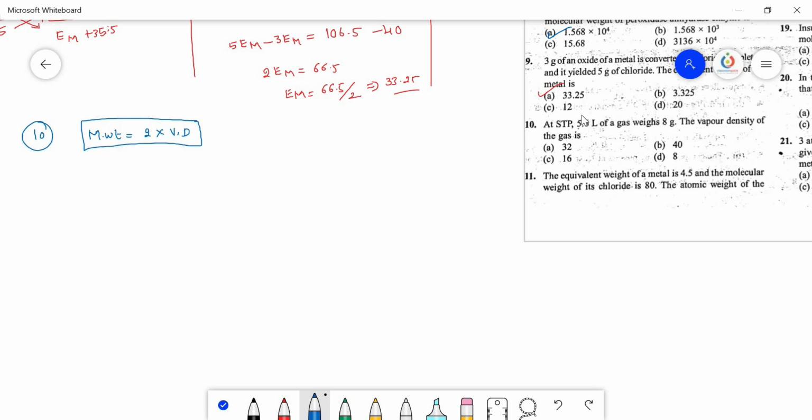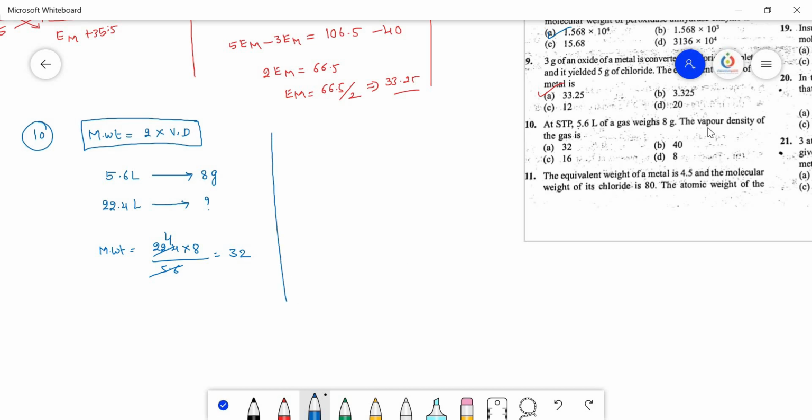So, at STP, 5.6 liters of the gas mass is how much? 8 grams. So, let us take this given information. 5.6 liters gas mass is 8 grams. 5.6 liters is not 1 mole. If only 1 mole of the gas is present, that means 22.4 liters of the gas is present, then what must be its mass? That is its molecular mass. So, molecular weight of the gas equals 22.4 into 8 divided by 5.6. It goes almost 4 times. This equals 32 molecular mass.